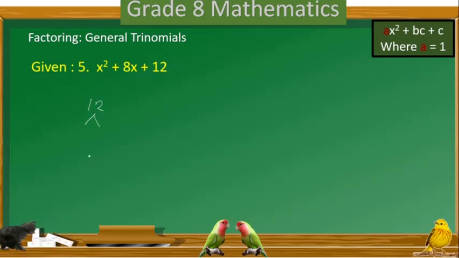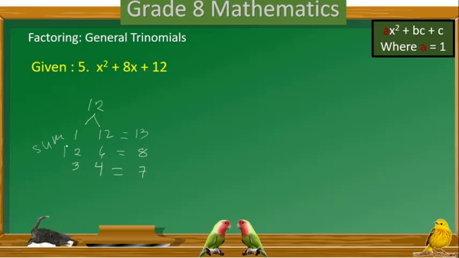Then what are the possible answers? Let's say 1 and 12, 2 and 6, 3 and 4. If we multiply these, these are all equal to 12. But if we are going to add these or find their sum, what is the answer now? 1 plus 12 is 13. 2 plus 6, that is 8. And 3 plus 4 is 7. Okay, which of these is equal to the middle term? So this part.